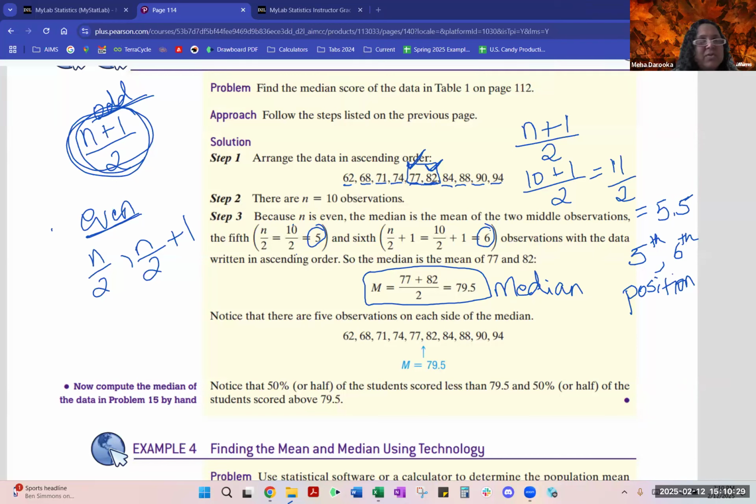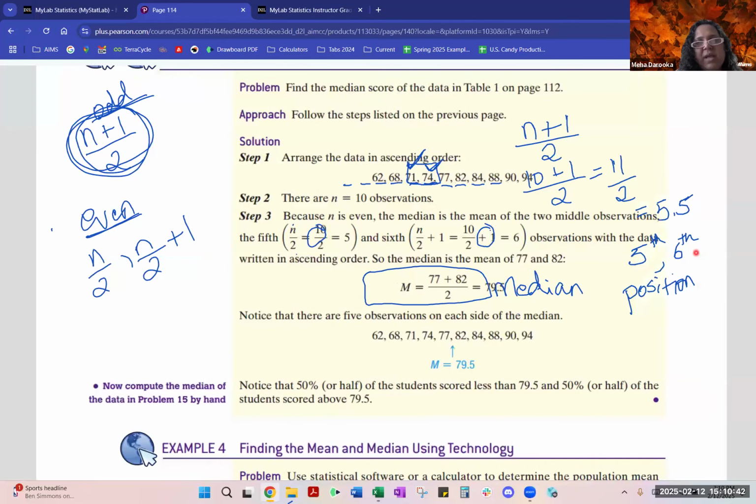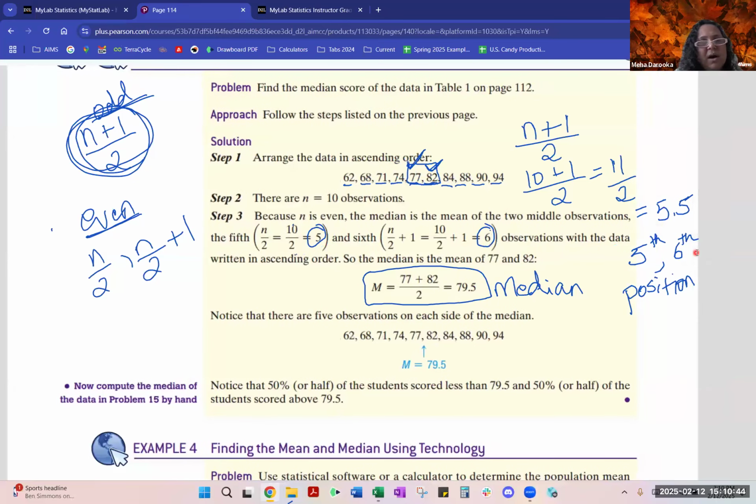You just do n plus 1 like I showed you here. 10 plus 1 is 11. 11 divided by 2 is 5.5. 5.5 falls between 5 and 6. So we know we're looking at the 5th and 6th position. So that way we don't have to worry about, you know, these formulas here. So that's kind of what I'm talking about. So like I said, practice. And of course, if you have any questions, you let me know.